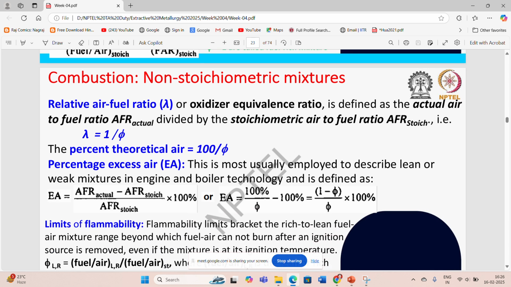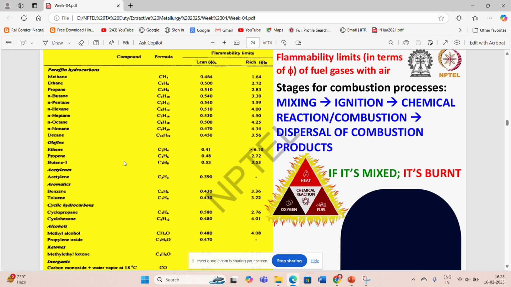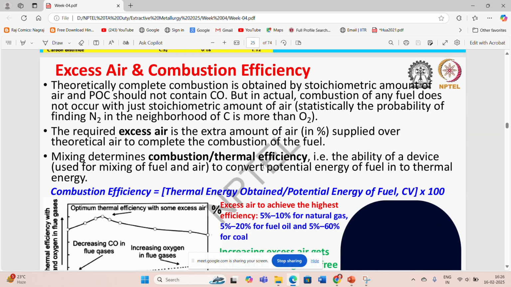Then combustion with non-stoichiometric mixtures, which is like the vice versa of stoichiometric mixtures. If we are not going to provide the proper stoichiometric amount during the combustion process, or we don't want complete combustion of any fuel source, so we will not provide the stoichiometric or excess amount of air for the complete combustion. That will be known as the non-stoichiometric mixtures. Then flammability. Then excess air and combustion efficiency.